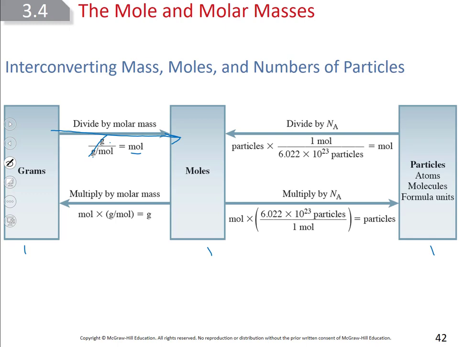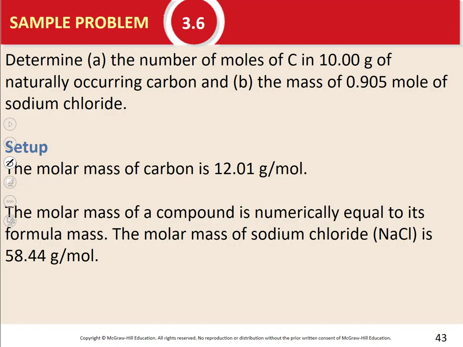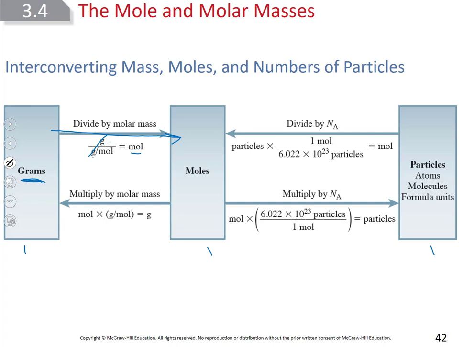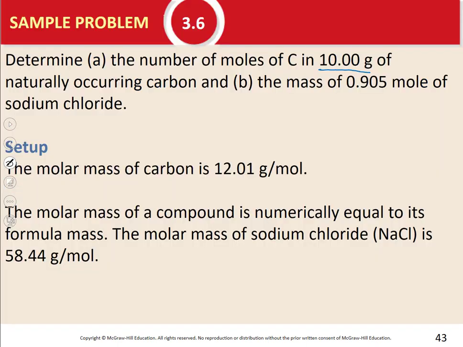So let's try this out. Determine the number of moles of carbon in 10 grams of naturally occurring carbon, and then backwards, the mass of 0.905 moles of sodium chloride. So the molar mass of carbon, if I look in the periodic table, is 12.01 grams per mole. So I'm starting with 10.00 grams of carbon. I'm starting here at grams. I want to go here, moles. My arrow says I need to do what? Divide by molar mass. So that's exactly what we're going to do.